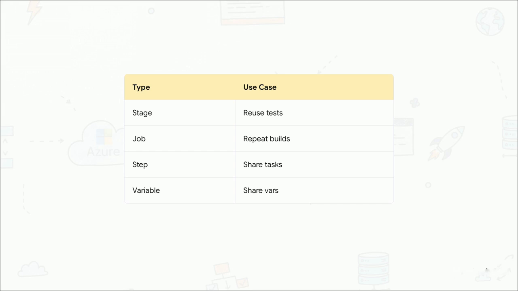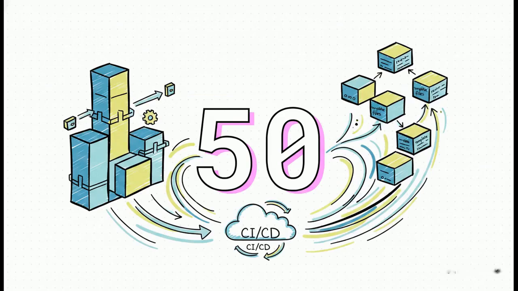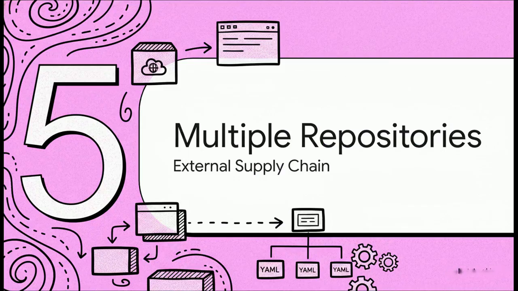Stage templates are perfect for reusing an entire testing regime across, say, staging and production. Job templates let you repeat a build process on different platforms. Step templates allow you to share a specific sequence of tasks. And variable templates, they let you share common key value pairs across entirely different pipelines. Just to give you an idea of the massive scale of architecture permitted here, Azure Pipelines supports up to 50 included template files in a single pipeline run. 50! That means you can build incredibly modular, highly sophisticated setups using all these prefabricated components managed by completely different teams.